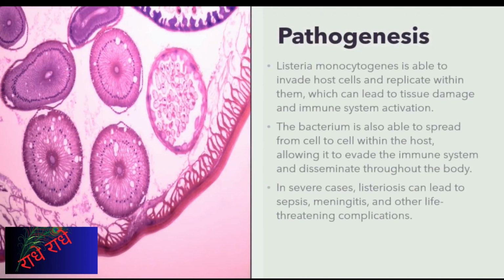Listeria monocytogenes is a foodborne pathogen capable of entering our cells and replicating within them, potentially leading to tissue damage, stimulating an immune response, and cell-to-cell transmission. Without proper treatment, it can cause severe conditions such as sepsis, meningitis, and other fatal diseases. Therefore, precautionary measures should be taken to guard against the risks of infection from this pathogen.